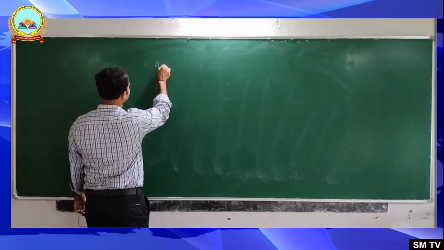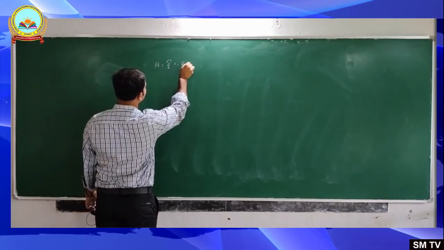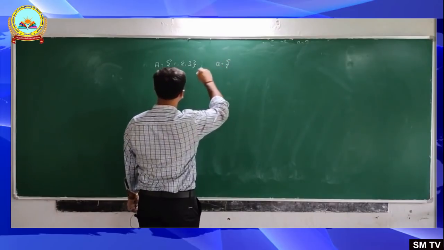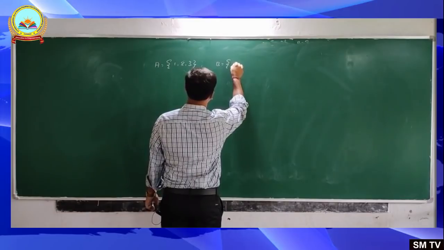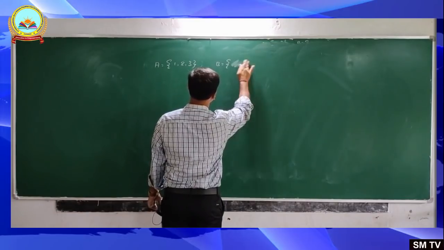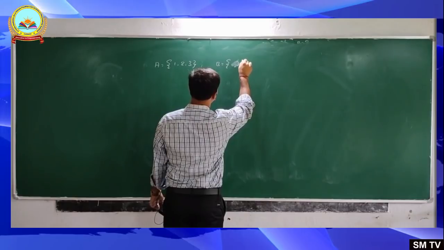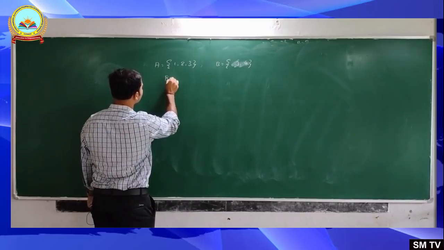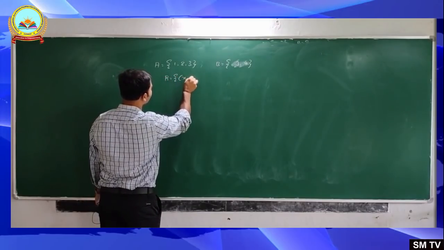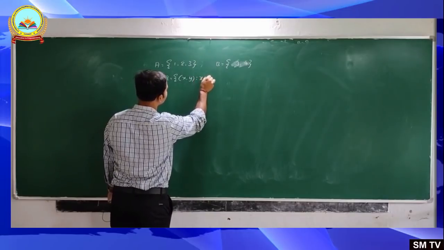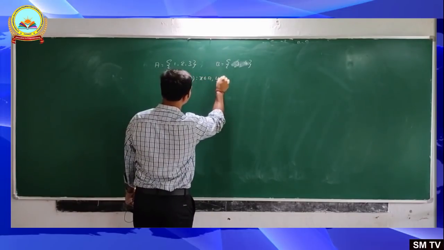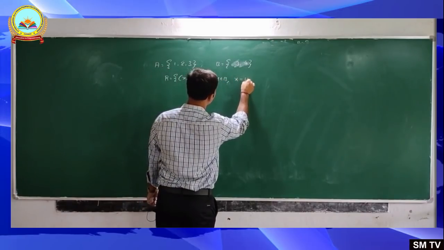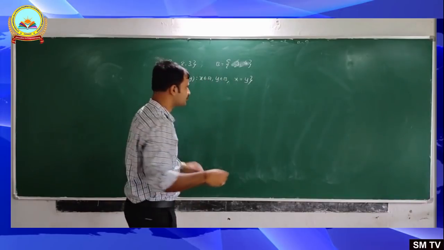Suppose A is equal to {1, 2, 3}, B is equal to {3, 4}, and R is equal to the ordered pairs (x, y) such that x belongs to A, y belongs to B, and x is equal to y.